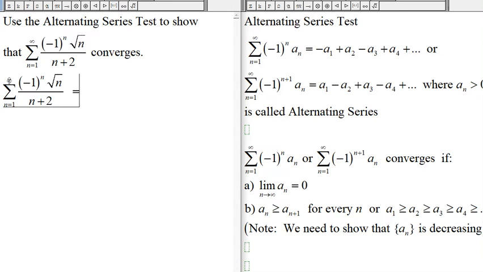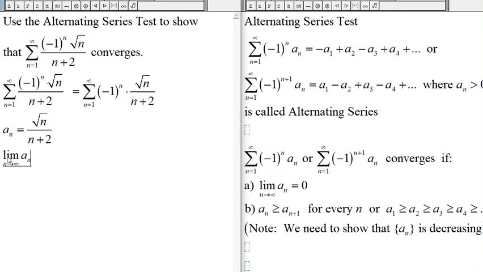And so first, notice that this is the same as this. And so we have a sub n is equal to this part. And so first we need to show that the limit of a sub n is equal to 0. And to find the limit here, we can divide the top and the bottom by n.